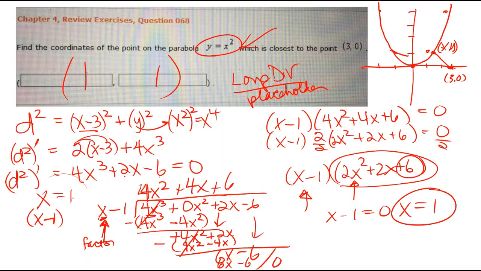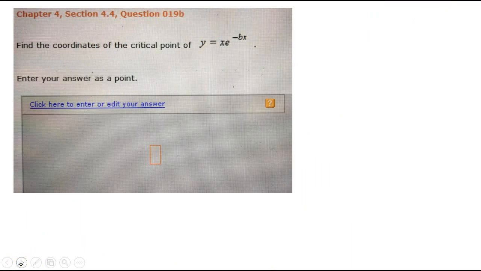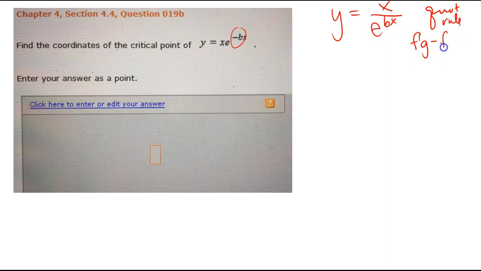All right, the next problem. Find the critical coordinates of the critical point here. Well, again, we got to take the derivative. I like to write it, instead of having a negative here, I'm going to put this into the denominator, and I'm going to use the quotient rule, right? Which is f prime g minus f g prime over g squared.